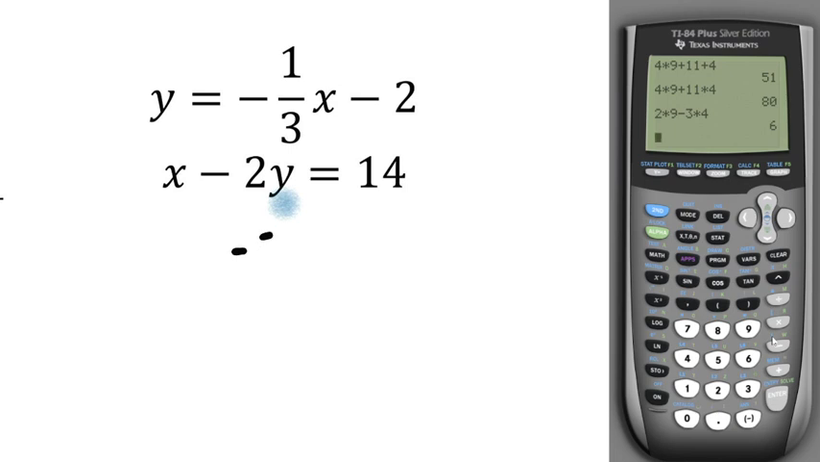So I get negative 2y is, I'll just write negative x, no, not negative 4, negative x, and then plus the 14. Okay. And then I'm going to divide everything in this equation by negative 2.